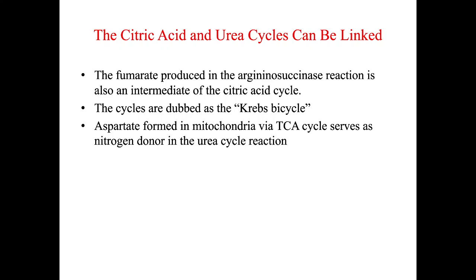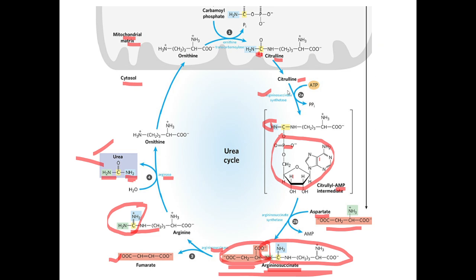The citric acid cycle and the urea cycle can be linked. So whenever we have to link something, we have to have something common in between them, right? So the fumarate produced in the arginosuccinate reaction is also an intermediate in the citric acid cycle. So here we can see this fumarate is there. If you know the citric acid cycle, the TCA cycle, you know there is a synthesis of the fumarate in this cycle. This fumarate can be utilized. So this fumarate can get converted again into the malate and then oxaloacetate, and it can enter into gluconeogenesis or it can get broken down in the TCA cycle, right?